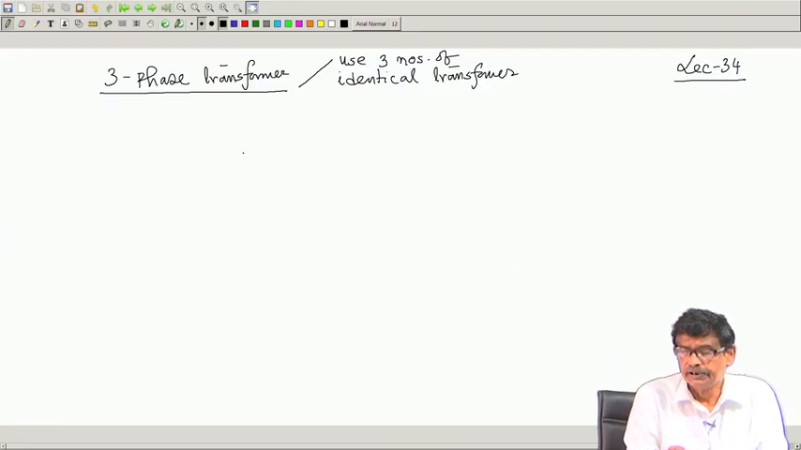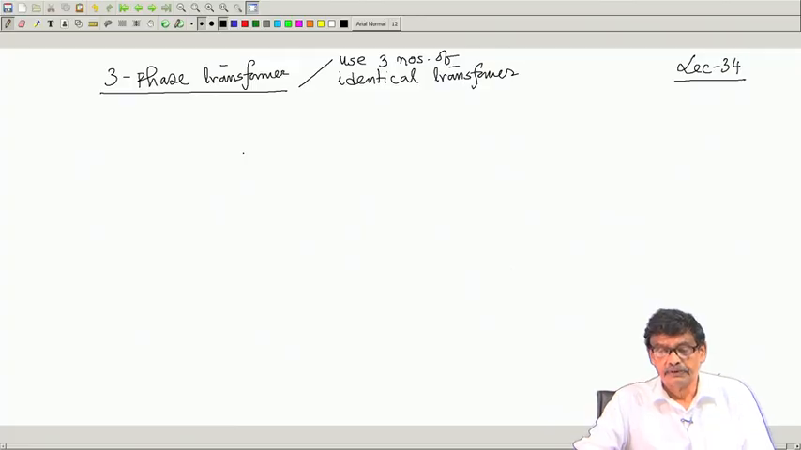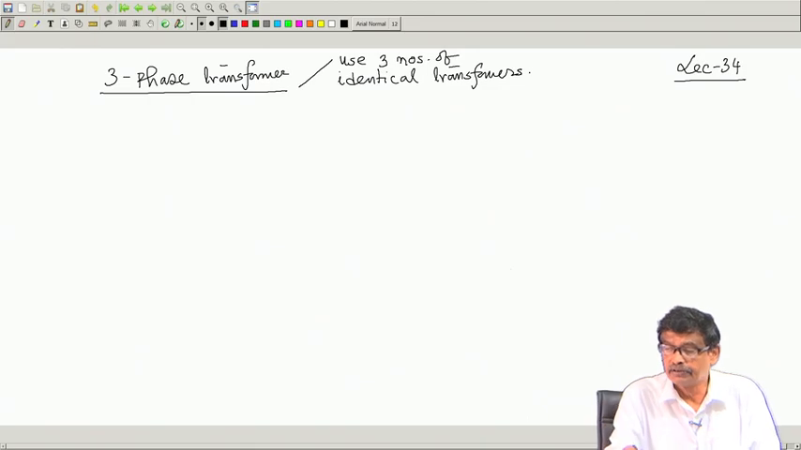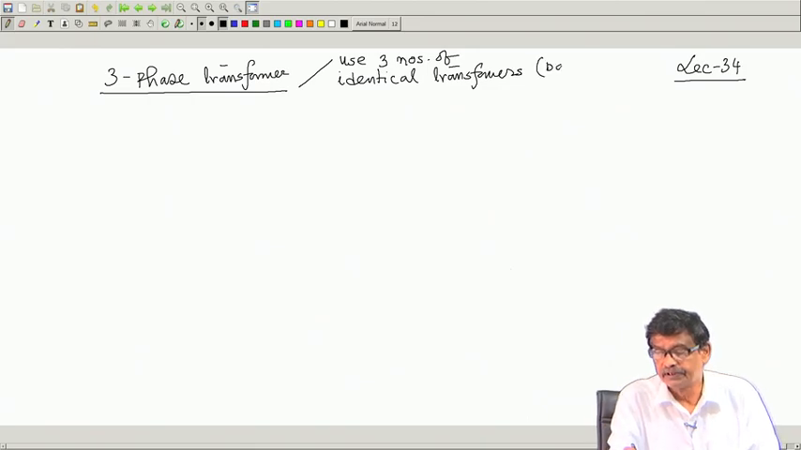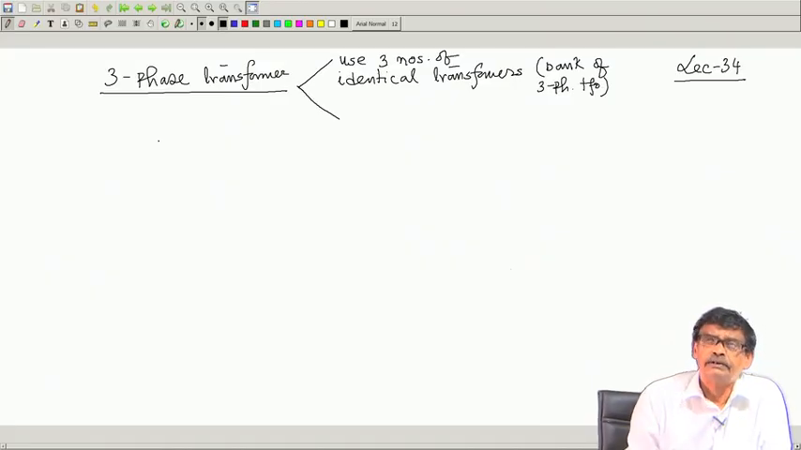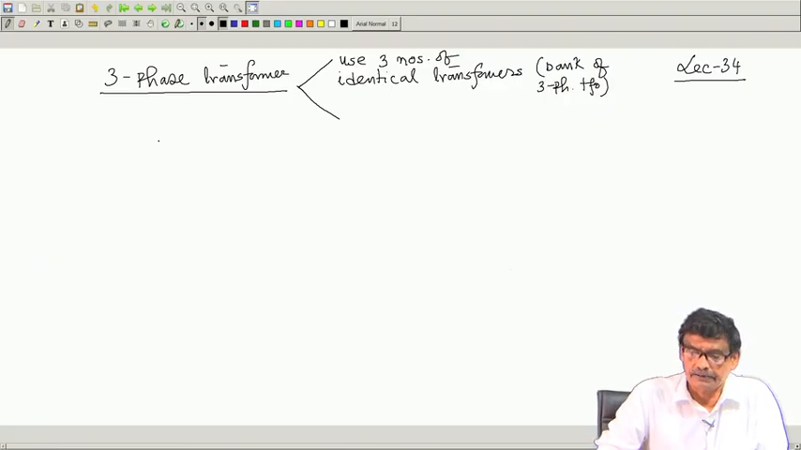and in this case when you use three numbers of identical transformers in a three phase voltage transformation, it is called a bank of three phase transformers, or a three phase transformer can be manufactured as a single unit. Okay. Three phase transformer as a single unit.